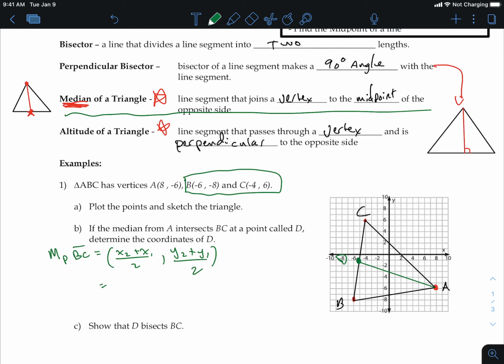Okay? So x is going to be negative 4 plus negative 6 divided by 2. And y is going to be 6 plus negative 8.